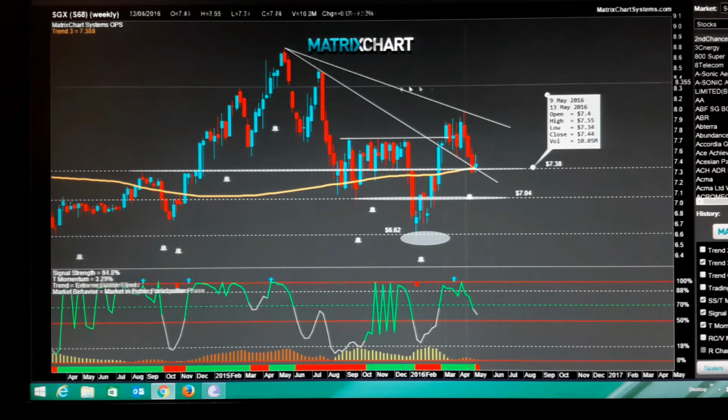Looking at the bigger picture, this is the top, and we have a major wave 1, 2, 3, 4, and 5. Therefore, this is a bottoming base which is consolidated over here. So I am expecting to see a higher low formation around this region, somewhere at 7.04.